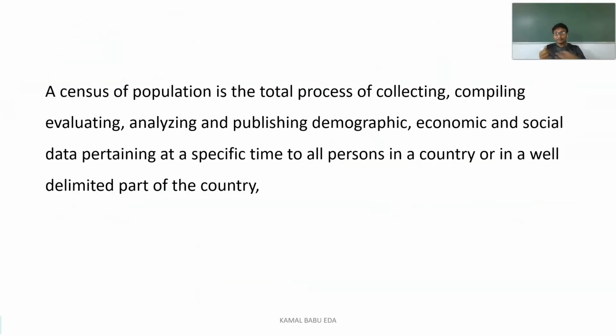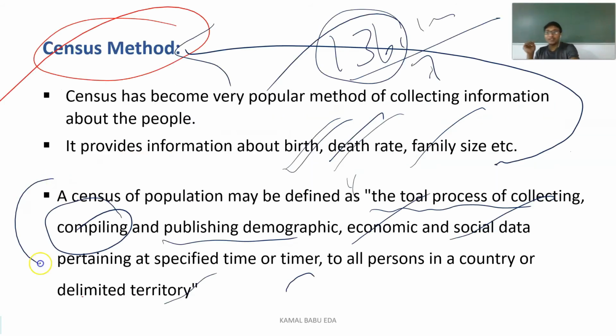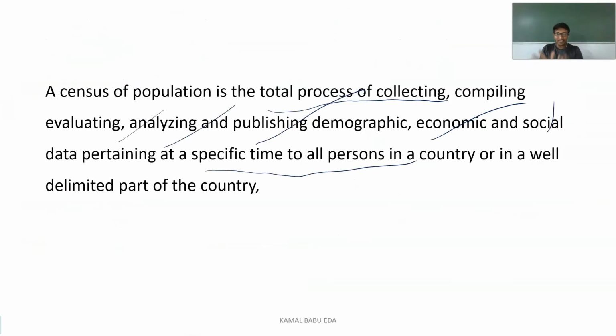Now we'll see, as we have seen, we have another definition also. Here, census of a population is the total process of collecting, compiling, evaluating, analyzing, and publishing the demographic, economic, and social data pertaining at a specific time to all persons in a country or in a well delimited part of the country. If you see both definitions, the sentences may be different, but the meaning is exact. So these are two definitions related to the census.